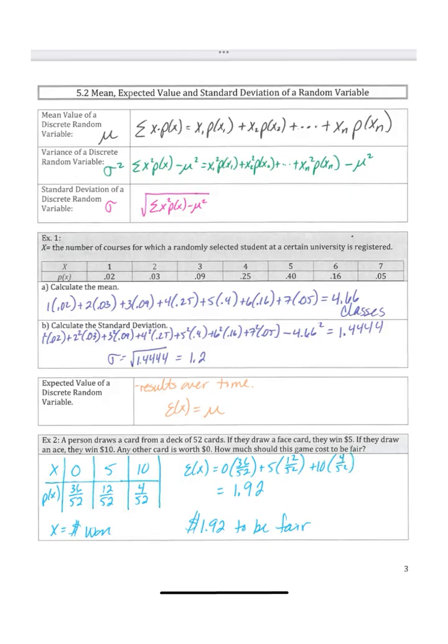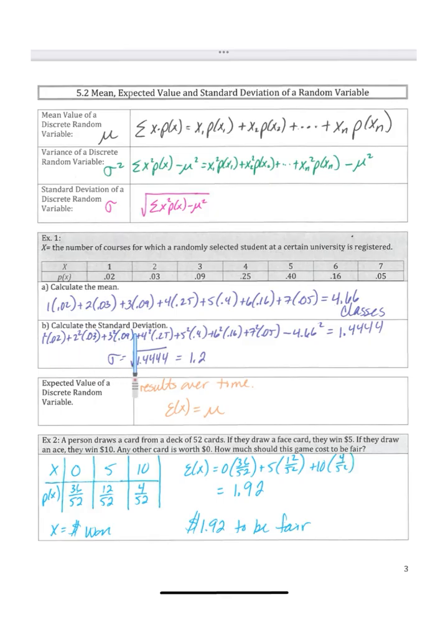So example 1, our discrete random variable x is the number of courses for which a randomly selected student at a certain university is registered. So students could be registered for anywhere from 1 to 7 courses, not 0, because if 0, then they're not considered a student at that time. So mean, we just multiply and add. That's all we do. Multiply, multiply, multiply, and add it all together. So 1 times 0.02 plus 2 times 0.03 plus 3 all the way down to plus 7 times 0.05. So we get 4.66 classes. So on average, a student takes between 4 to 5 classes.